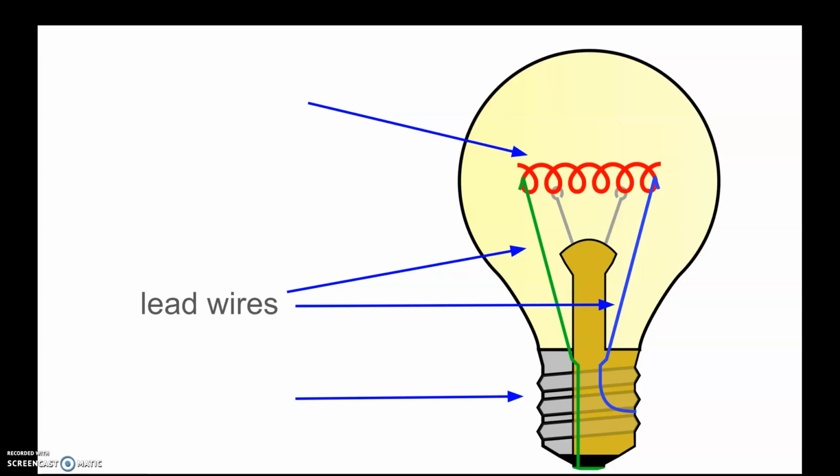At the top, between the two lead wires, there is a thin coiled wire called the filament. When electric current passes through, the filament will become hot. When the filament becomes hot, it will glow and produce light.